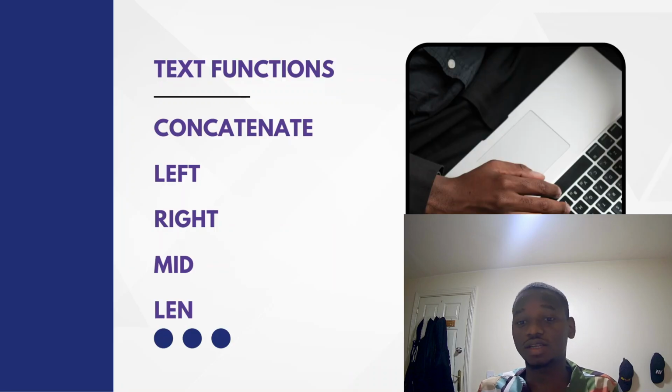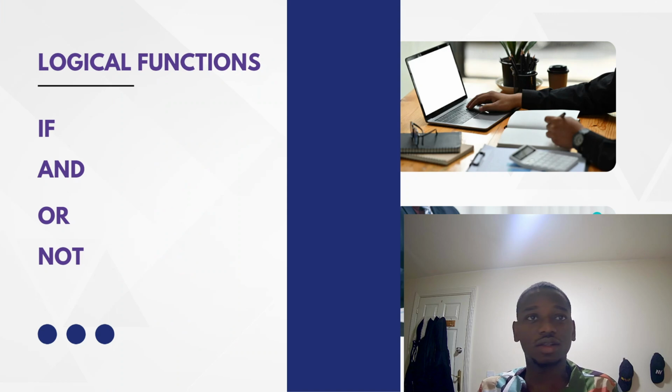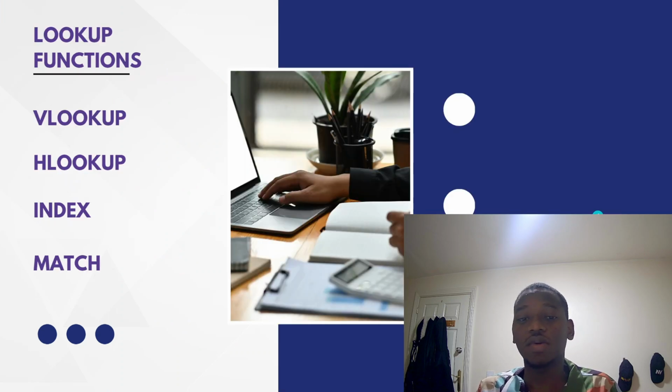The next thing is text functions. All of this is applied on text data. We have concatenate, left, right, mid, and length. Hopefully, we'll get to cover all of this by the end of this video. Another thing is logical functions, which include if, and, or, not. And we also have lookup functions, which help us to search values and return a specific value based on certain conditions within Google Sheets. All of these are really helpful, and you'll see how they work in a minute.